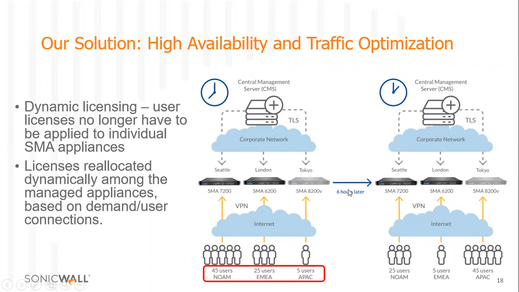After 6 hours, when it comes to the daytime for the Eastern side, the APAC side has more users over there. So the licensing will be allocated to the APAC side. At the same time, for the Western or Europe side, the number of users is reduced, so the user allocation goes back to the APAC side.